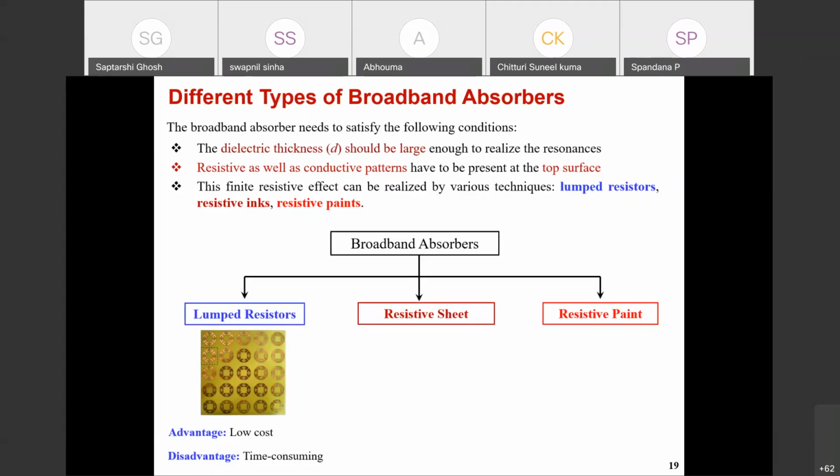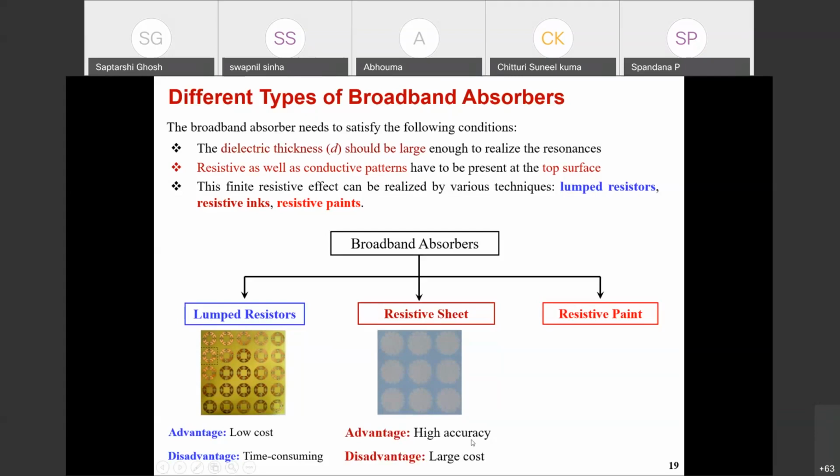So the second option is the resistive sheet. What do we do with the resistive sheet? There are different types, like indium tin oxide (ITO) based resistive sheets, where the resistivity is determined by the company or industry standard. And now, by using a laser etching machine or micro machining technique, we can pattern this type of geometry in the resistive sheet to make a metamaterial based broadband absorber.